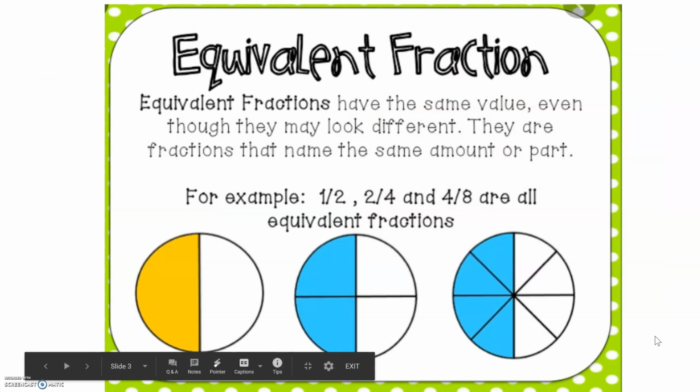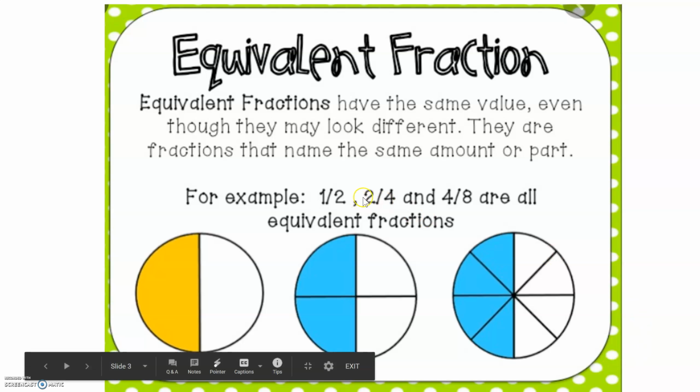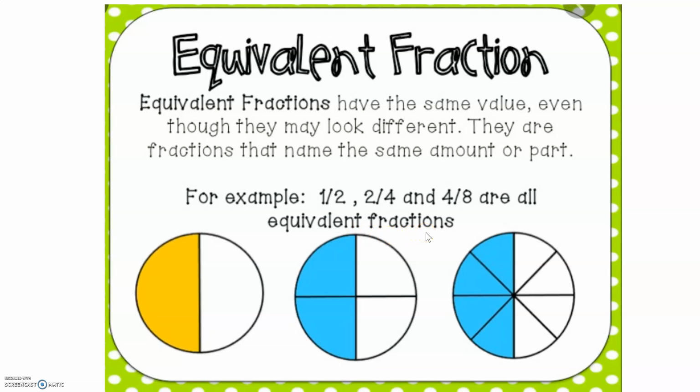The new fraction term that we're going to be working on this week is equivalent fractions. And the definition would be equivalent fractions have the same value, even though they may look different. They are fractions that name the same amount or part. And here's an example of equivalent fractions. 1/2, 2/4, and 4/8 are all equivalent fractions. And hopefully you can see in that word equivalent, it sounds similar to the word equal to you. So we're going to be talking about different fraction pieces that equal the same amount of a whole. And we're going to explore that today.